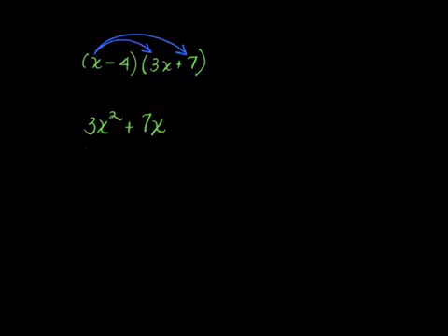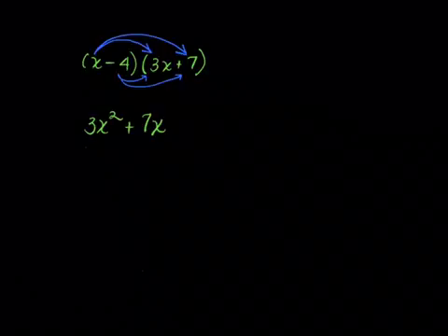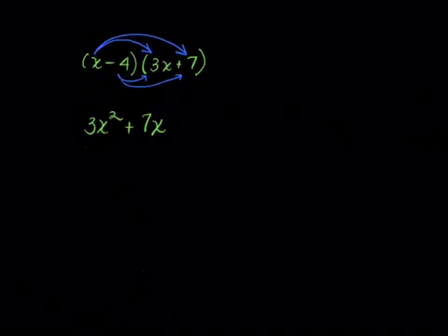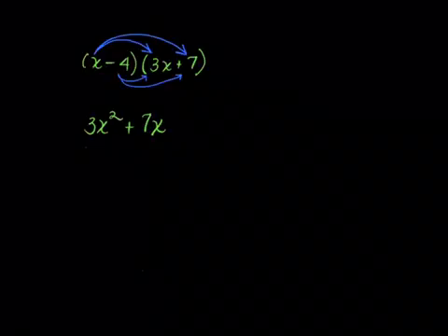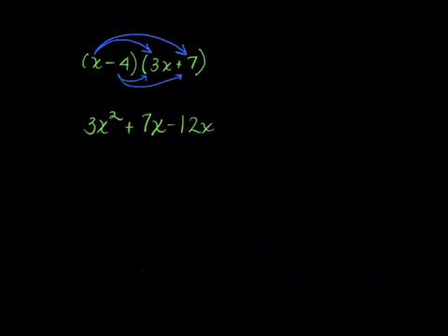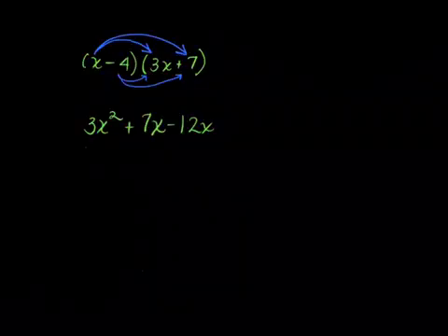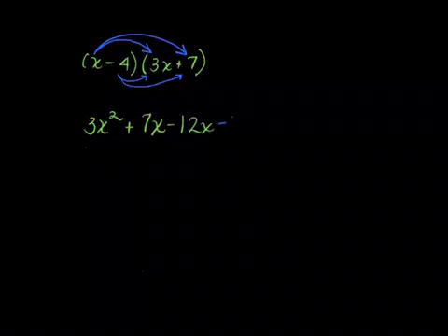And then we're going to distribute, and we're going to use this as a negative 4. We can think of it as a subtraction symbol, but remember that subtraction is just adding the opposite, and so we're going to look at this as a negative 4. A negative 4 times 3x gives us negative 12x, and a negative 4 times positive 7 gives us negative 28.